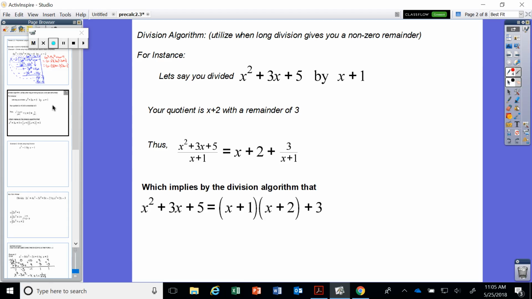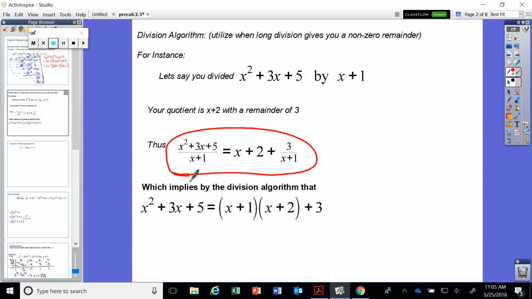What is it? It's utilized when long division gives you a non-zero remainder. So I have an example for you. Let's say you divided x squared plus 3x plus 5 by x plus 1. That's what you see right in here. And you did so, and you got a remainder, and that remainder was 3. So if you remember correctly, by the division algorithm, we say that the end result was 3 over whatever we divided by, in this case x plus 1.